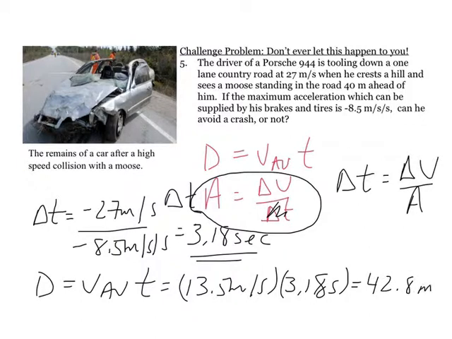So there you go. That's how you do a "does he crash" question, or a "does he hit the moose" question. What that shows to me is that the driver was still moving when he reached the 40 meter mark. So unless the moose got out of the way, or I don't know what else happened, unless the driver could swerve, then he was going to hit the moose. I'll leave it to you to figure out how fast you think he was going if he hit that moose.